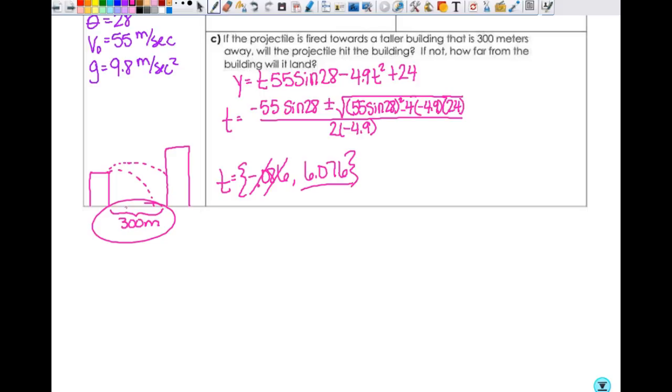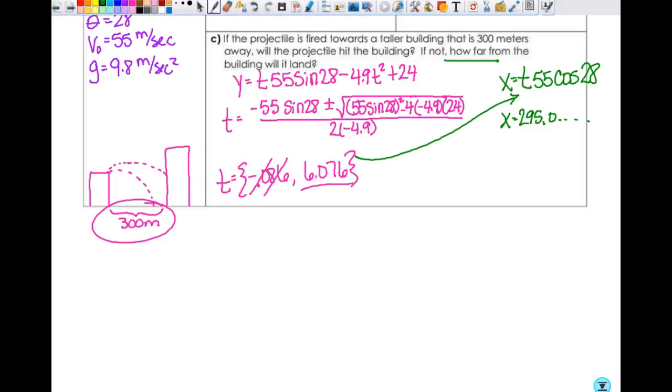So I need the horizontal distance, which means I need my x equation. So x is equal to t times 55 times the cosine of 28. Then I substitute in my stored number into there, and I will get that x is equal to 295.0 blah, blah, blah, right? So that's how far it's going to go before it hits the ground. So if the building is 300 meters away, the answer is no, it will not hit the building. But 295 is not my answer. It says how far from the building will it land.